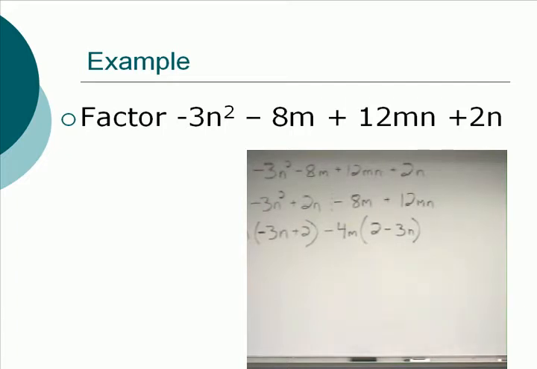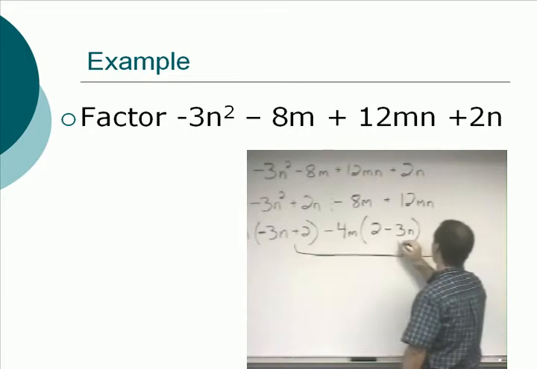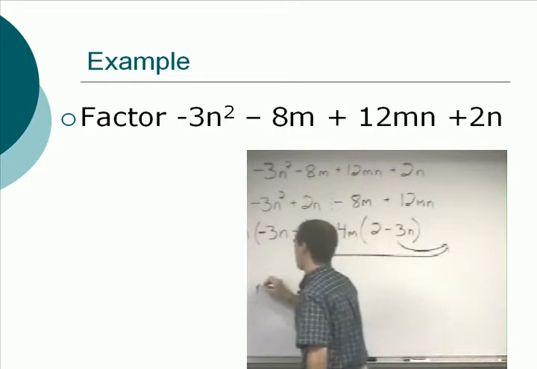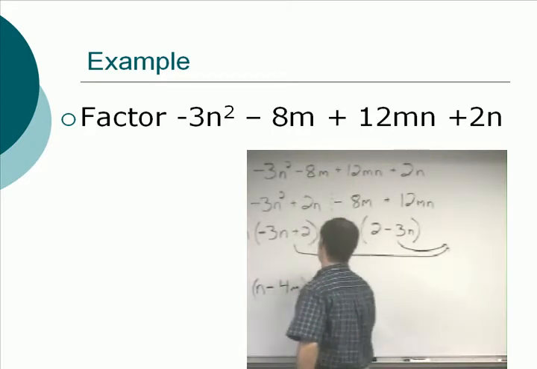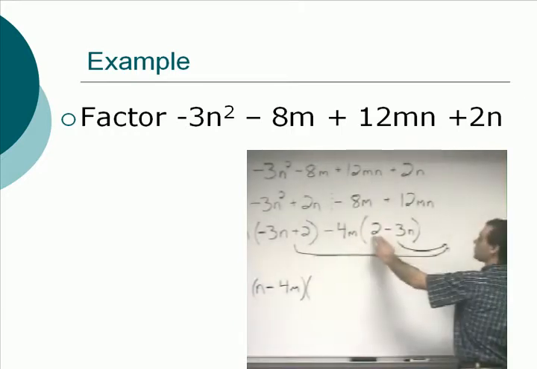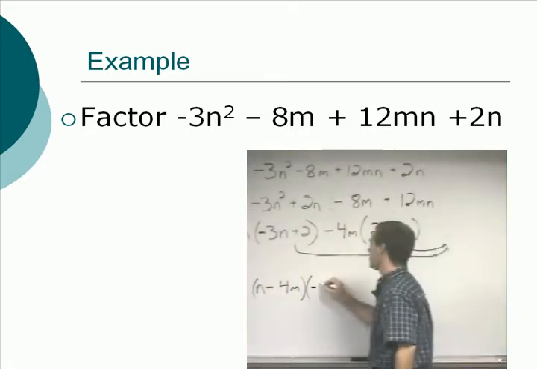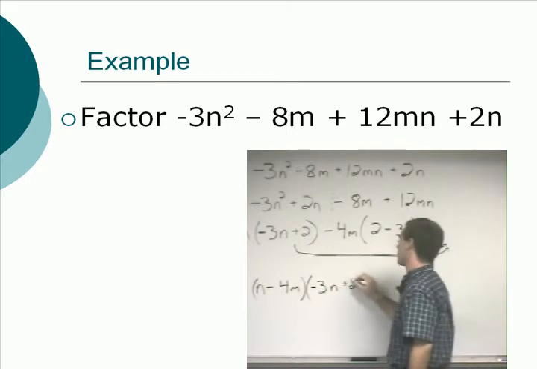Okay, well, then we're done. We can factor those two out to the back, and we're left with n minus 4m times negative 3n plus 2. Wouldn't matter which order we put it in really, but we'll put the variable term first, negative 3n plus 2.